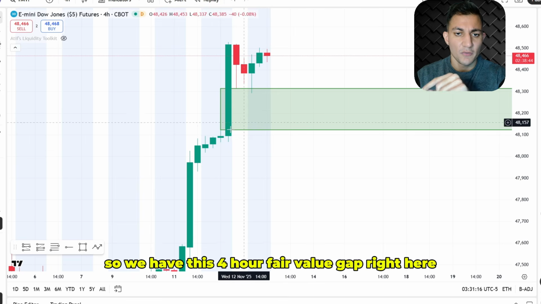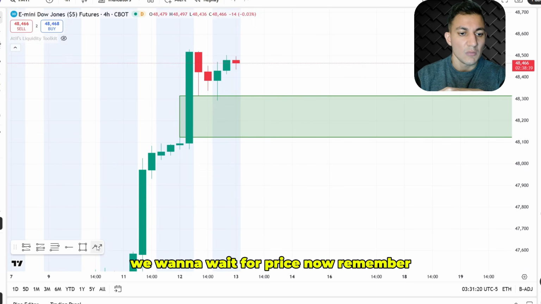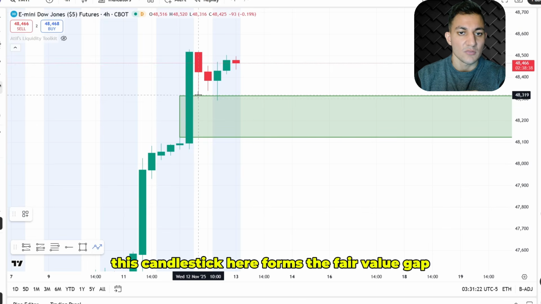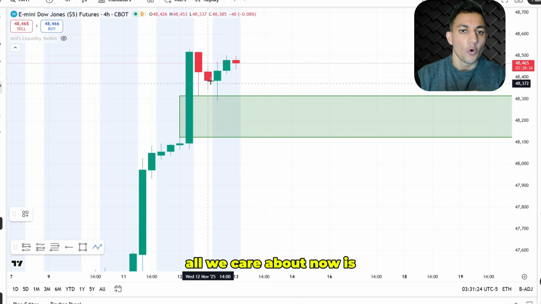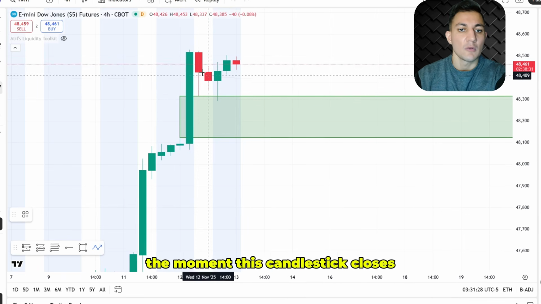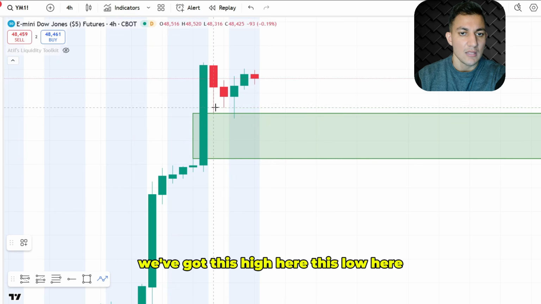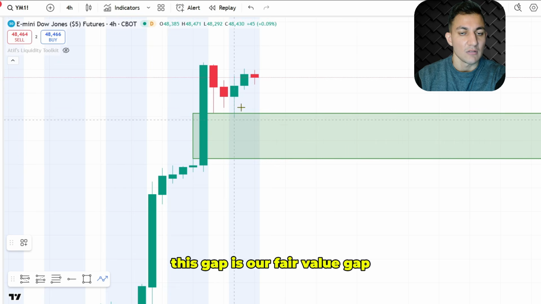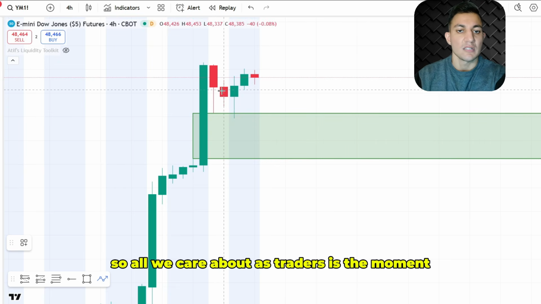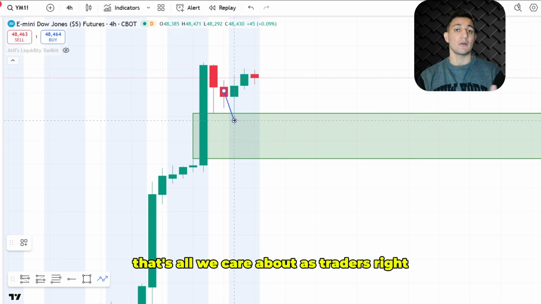So we have this 4-hour fair value gap right here. The only thing we care about as traders is we want to wait for price. Now, remember, this candlestick here forms the fair value gap. The moment this candlestick closes, we have the fair value gap. We've got this high here, this low here, and this gap is our fair value gap. All we care about as traders is the moment the price enters into the fair value gap.